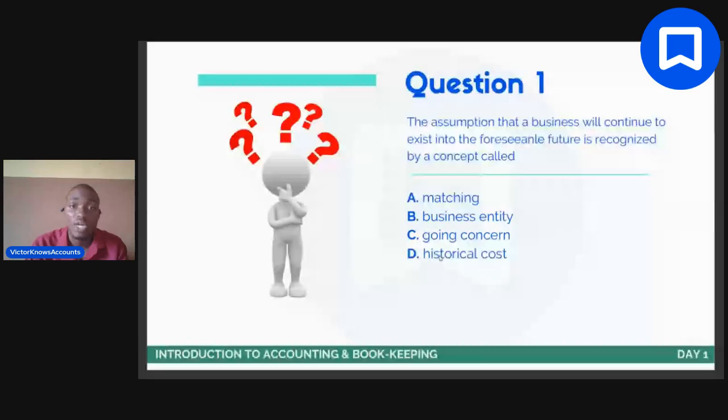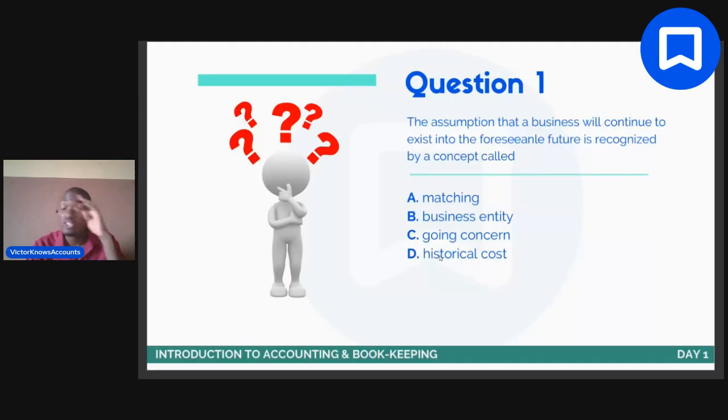All right, question 1. The assumption that a business will continue to exist into the foreseeable future is recognized by a concept called dash. A. Matching concept. B. Business entity concept. C. Going concern concept. And D. Historical cost concept. Matching concept, business entity, going concern, historical cost. Should I be expecting an answer in the chat box?